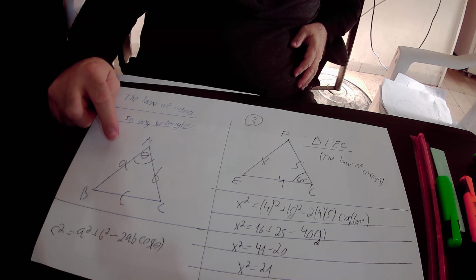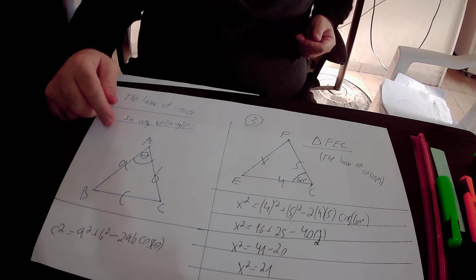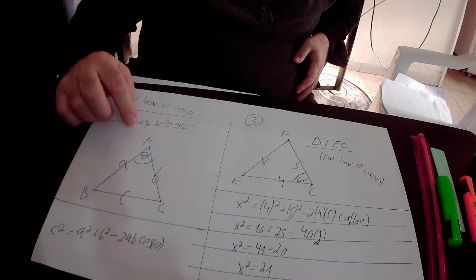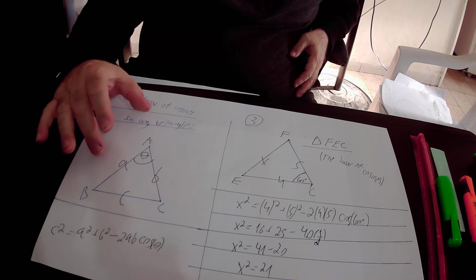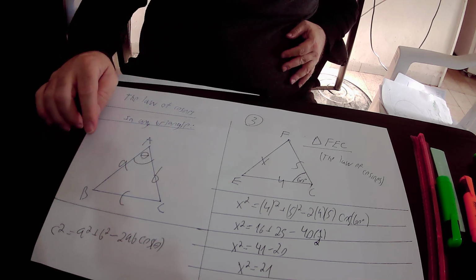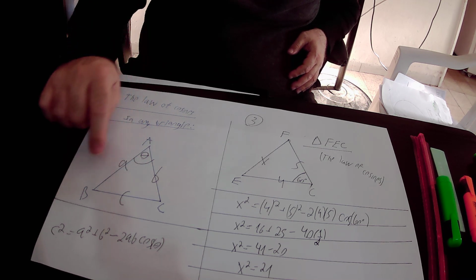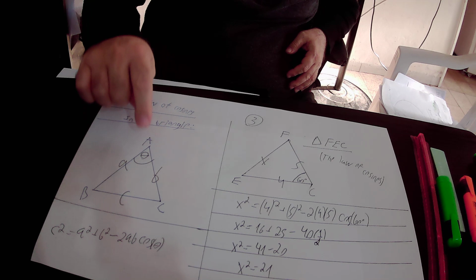So this triangle, triangle ABC, could be any triangle. We know that side AB of triangle ABC equals A units in length, side AC equals B units in length, side BC equals C units in length, and the angle between side AB and side AC is theta.